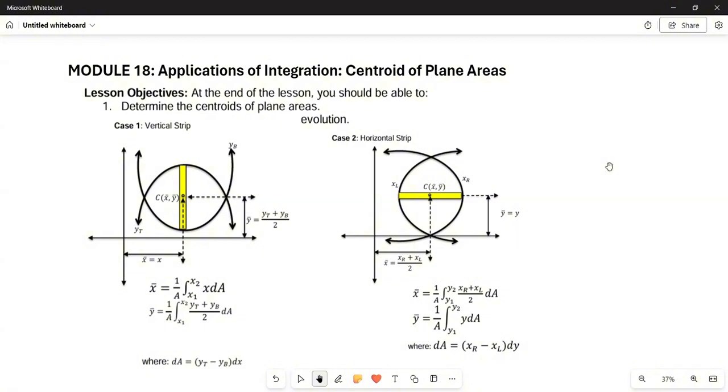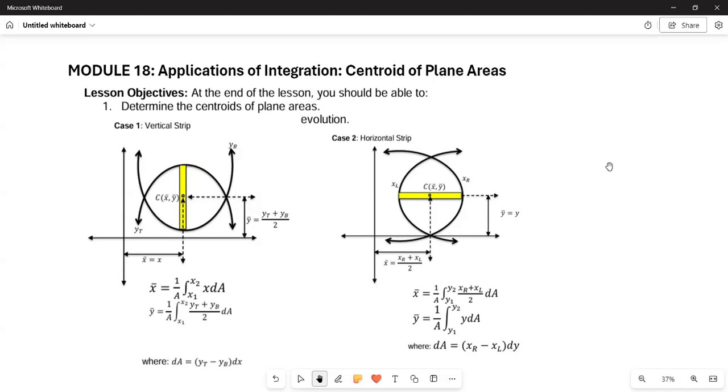Pag sinabi natin centroid, in a geometric aspect, so centroid is the center ng isang plane area or even ng isang solid. Pag sinabing centroid, average value siya ng x and then average value din siya ng y. Pag sinabing average, gitna lang. So since hindi naman symmetrical lagi ang ating plane areas, hindi sa lahat ng pagkakataon is nasa gitnang-gitna ng plane area ang ating centroid. So, ang makukuha natin ditong values is dalawa lagi, isang x and isang y.